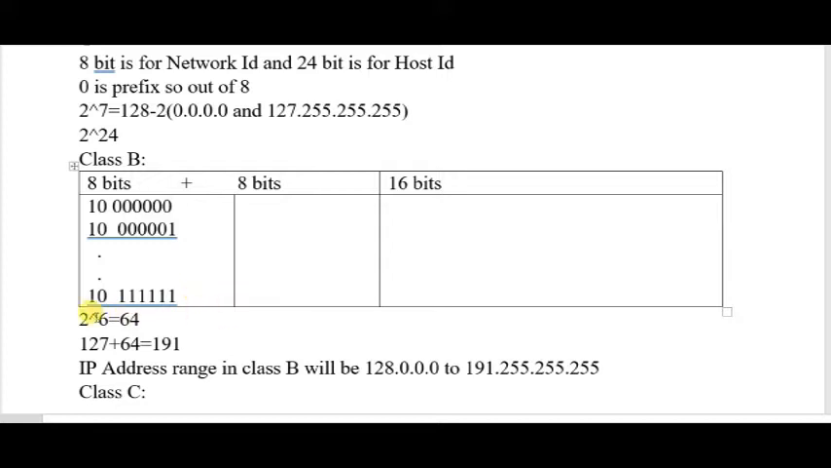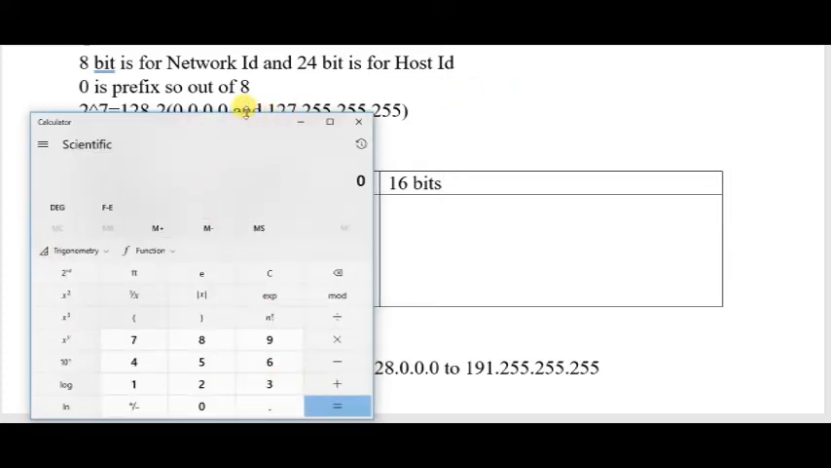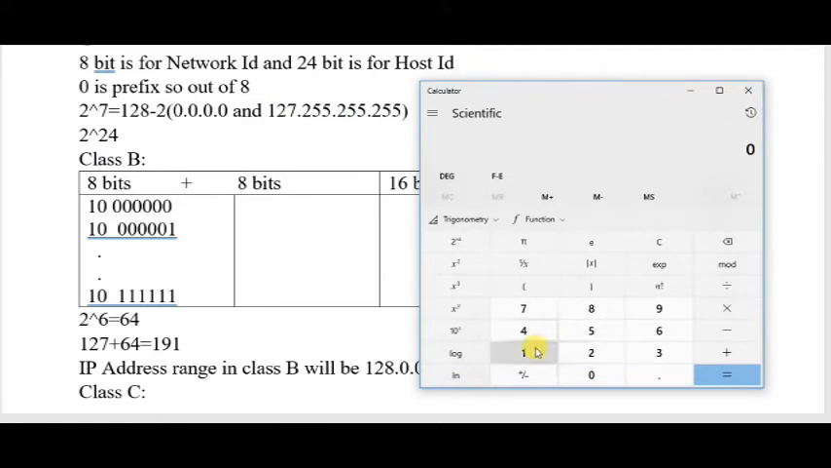What is the last range of class A? That was 0 to 127. If you calculate 127 plus 64, what value is it coming to? 191. That means the end address of class B will be 191. So it will start from 128 and it will end with 191.